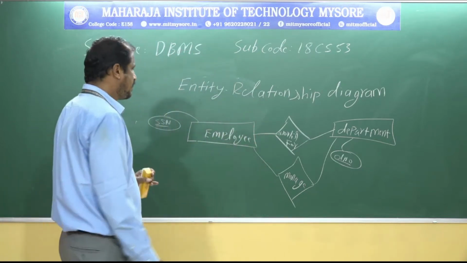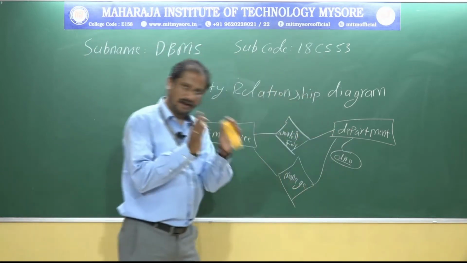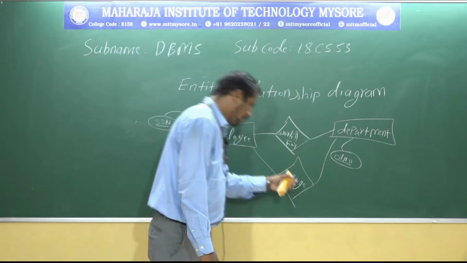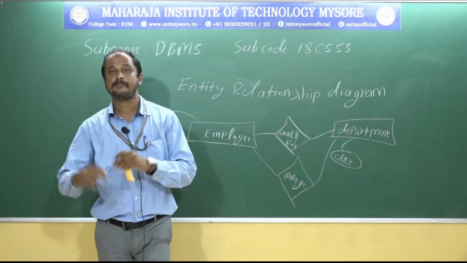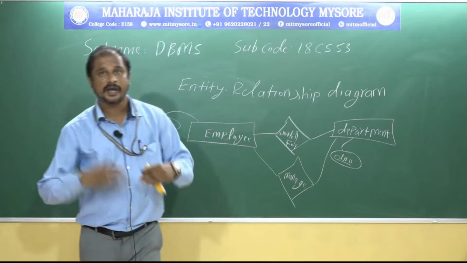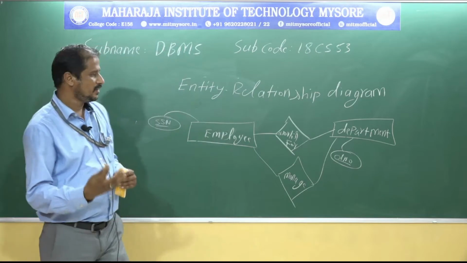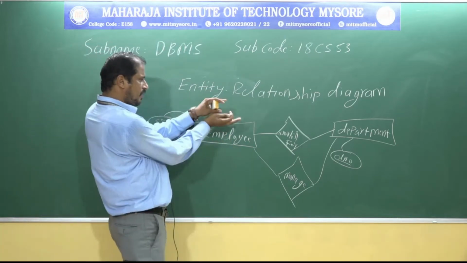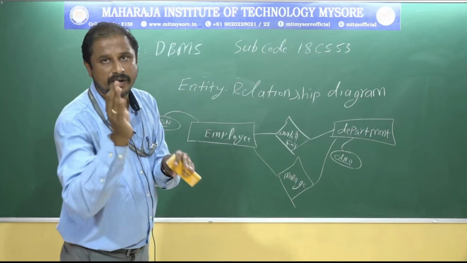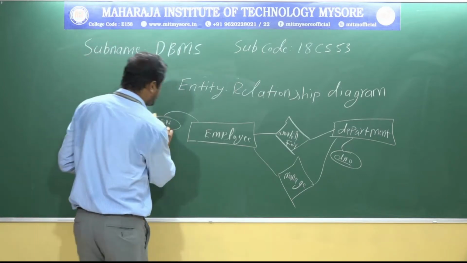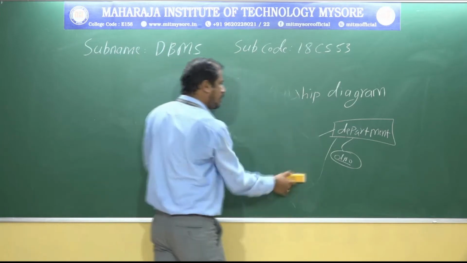Entity relationship diagram. So employee works for department. A relationship can be built: employee manages department, as the HOD of the department can manage the department. So this diagrammatic way of representing a DBMS is called an entity relationship diagram. With this, I want to go on to data models.